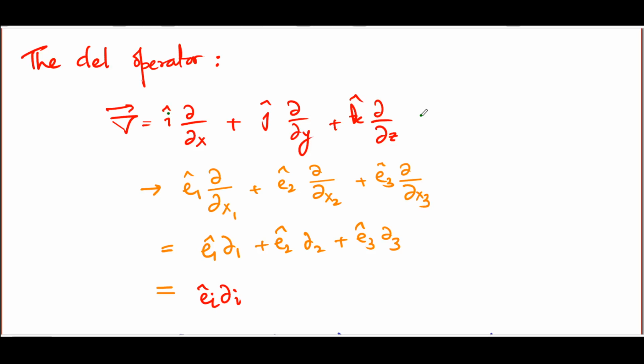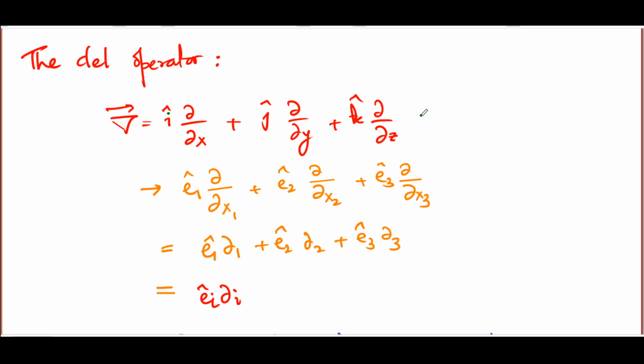Just to remind you, this is i del/del x plus j del/del y plus k del/del z in the standard notation, but in the notation we are adopting, this is e_i del/del x_i summed over i, that is e1 del/del x1 plus e2 del/del x2 plus e3 del/del x3.